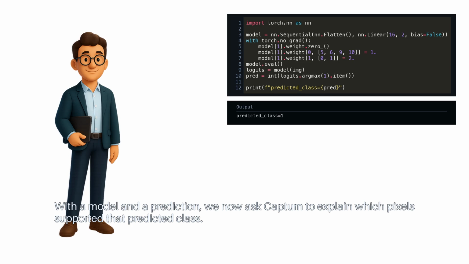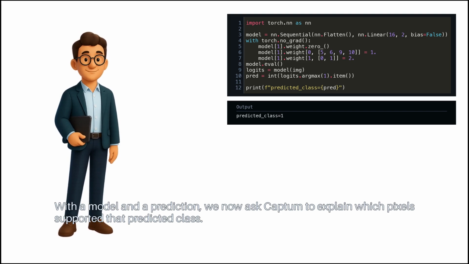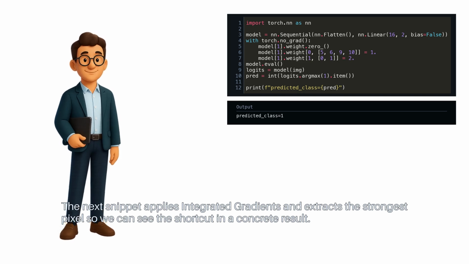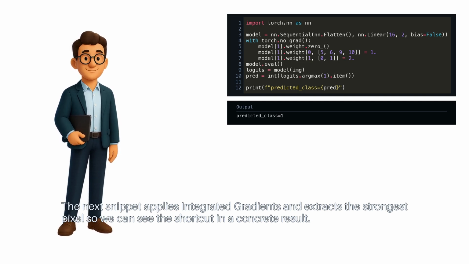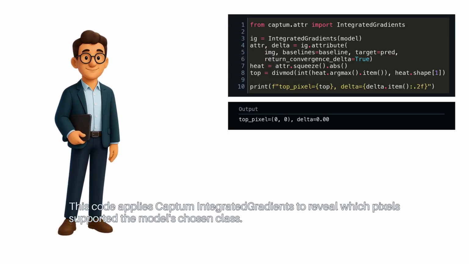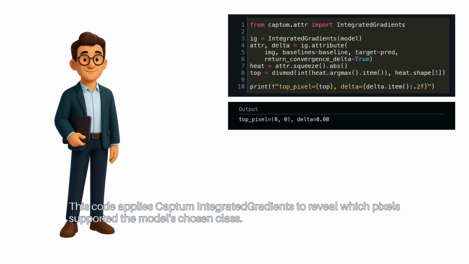With a model and a prediction, we now ask Captum to explain which pixels supported that predicted class. The next snippet applies integrated gradients and extracts the strongest pixel, so we can see the shortcut in a concrete result. This code applies Captum Integrated Gradients to reveal which pixels supported the model's chosen class.